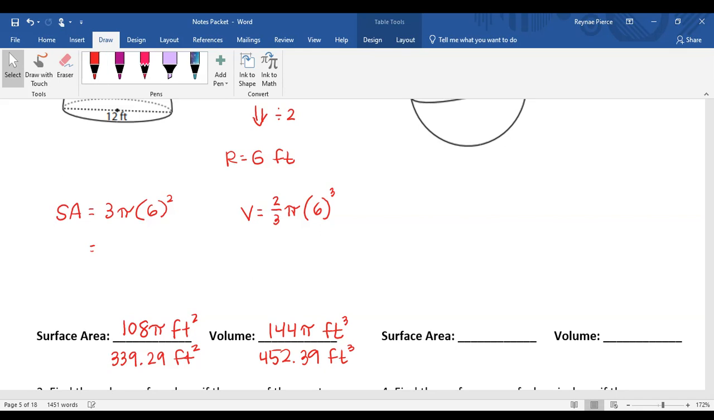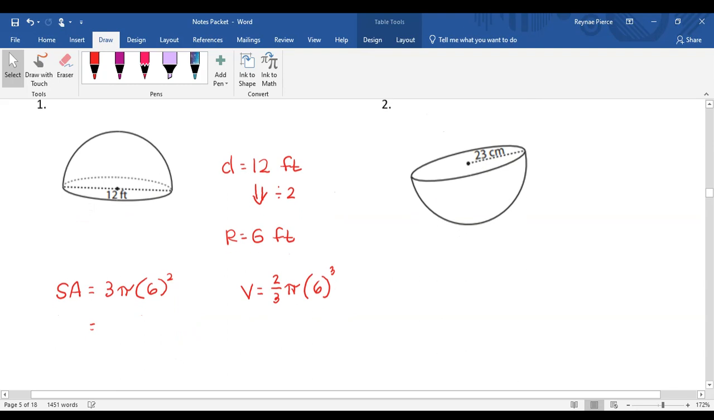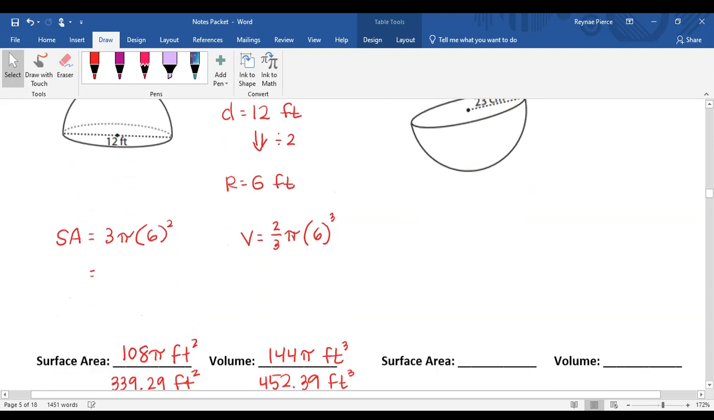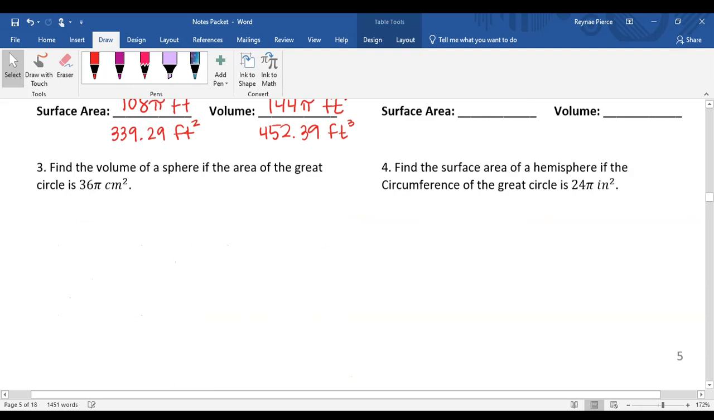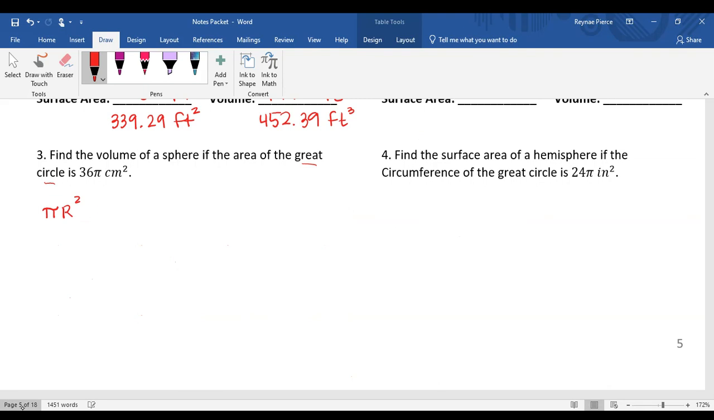I want you to try that second example on your own. You're given the radius, so you don't have to do anything, but put that number into the equations. Last two examples here. We actually are going to start here with the area of the great circle. If you start with the area of the great circle, remember that's just a circle. So we want to set that equal to pi r squared. Divide both sides by pi.